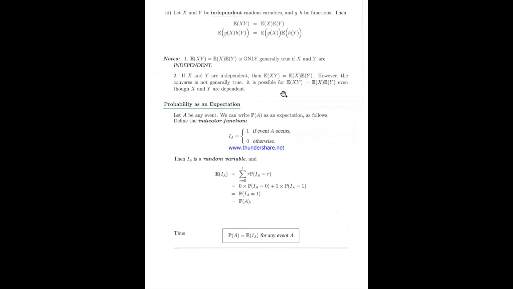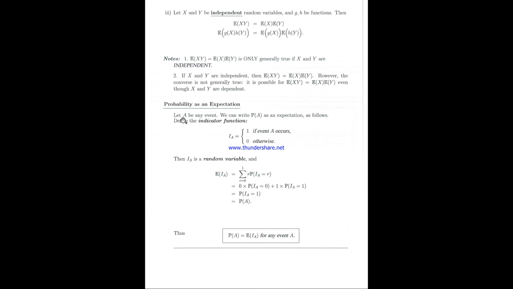But it's possible to use the same equation when they are dependent as well. So because of that, the converse is not true. When they are independent or dependent, you can use the same equation, but you can't conclude independence when X and Y are dependent.